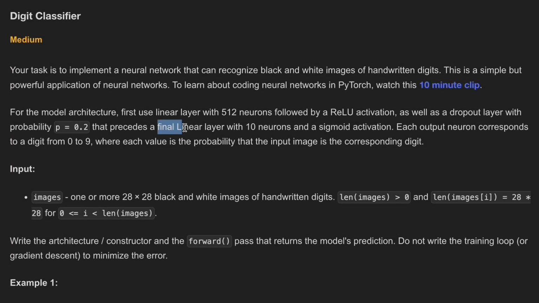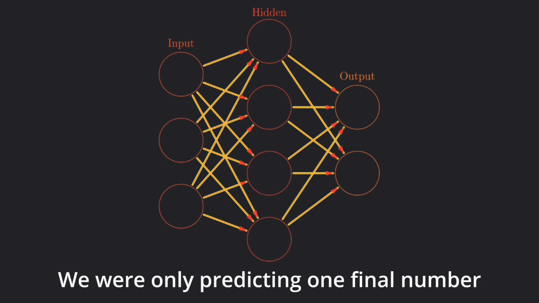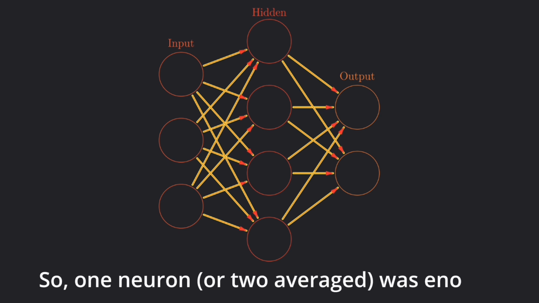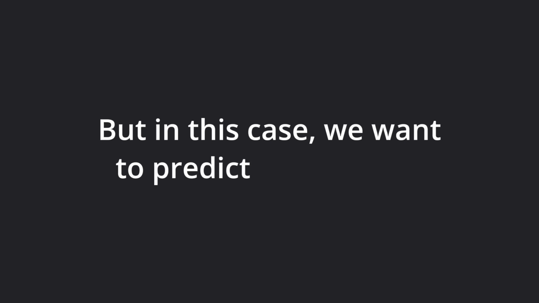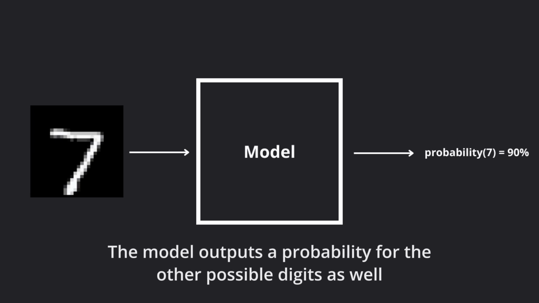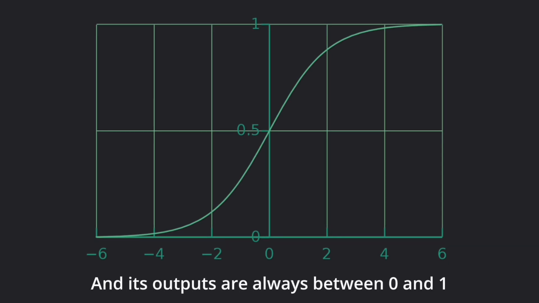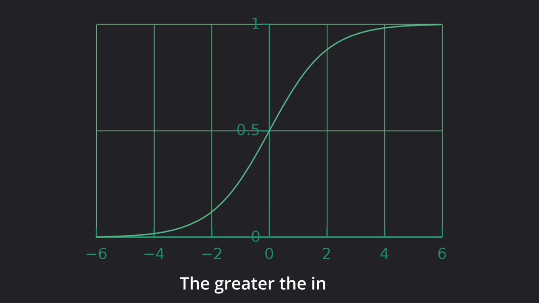The final layer should have 10 neurons and a sigmoid activation. In our previous example, we were only predicting one final number, so 1 neuron was enough. But in this case, we want to predict 10 numbers, where each is a probability between 0 and 1, reflecting the chance that the input image passed in belongs to a particular category. The sigmoid function looks like this, and its outputs are always between 0 and 1. The greater the input, the closer the output is to 1.